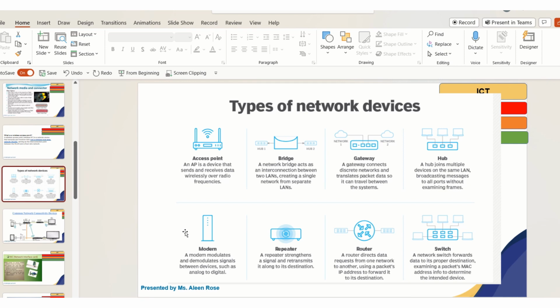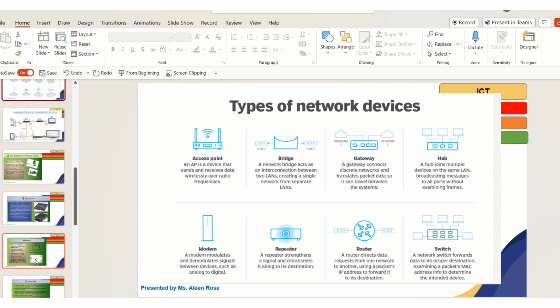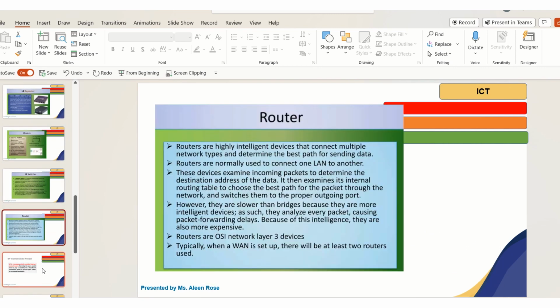Actually, all these things are a little confusing, but once you understand, that is easy. Access point provides internet, bridge connects LANs, gateway connects different networks like a LAN and a WAN, hub joins the multiple devices on the LAN, modem modulates and demodulates, repeater strengthens, router is the one who forwards the packet looking at the IP address. Okay, and router and switch are the same, but one checks the IP address, the other one checks the MAC address. Okay, so I hope that is clear. You can check the PPT for more information.